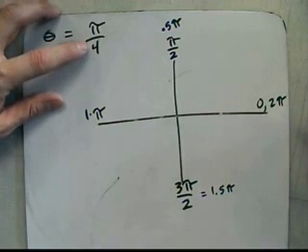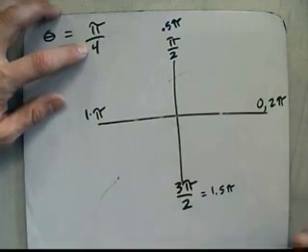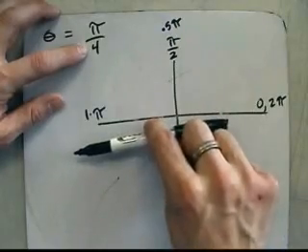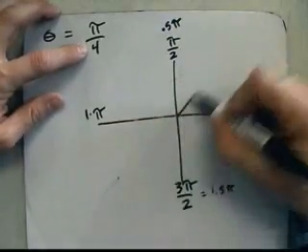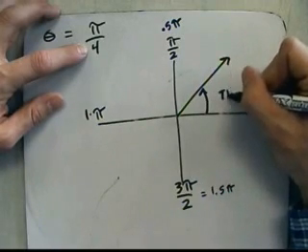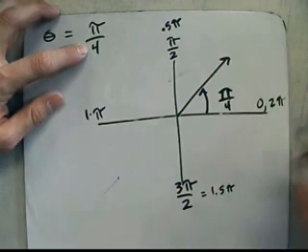If I want to graph pi over 4, it means I'm traveling 1/4 of a pi. Well, how far is 1 pi? All the way over here. I want to go 1/4 of the way. So pi over 4 is this angle right here. Because it's just 1 pi. Okay, 1 pi is all the way over here.